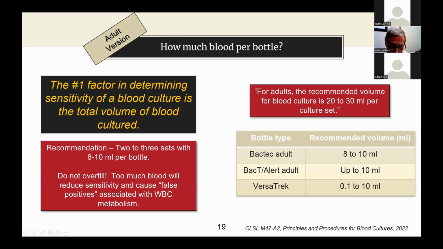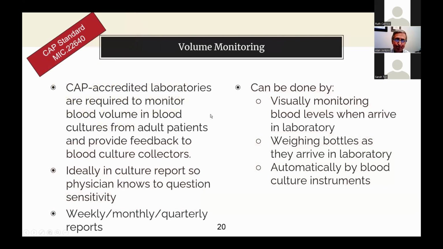This is just an annoyance for the micro lab, because what happens if you have a lot of blood and you have a patient who has a high white count, then the white blood cell metabolism will cause the machine to flag positive. Now we'll take that off, we'll gram stain it, we won't see anything. We'll put the bottle back on the machine again, and it will flag positive again. We're still streaking out those plates. We're still looking at those cultures the next day, but nothing's ever going to grow. So too much blood just is an annoyance for your microlab, and try not to annoy your microlab too much. It's my public service message.